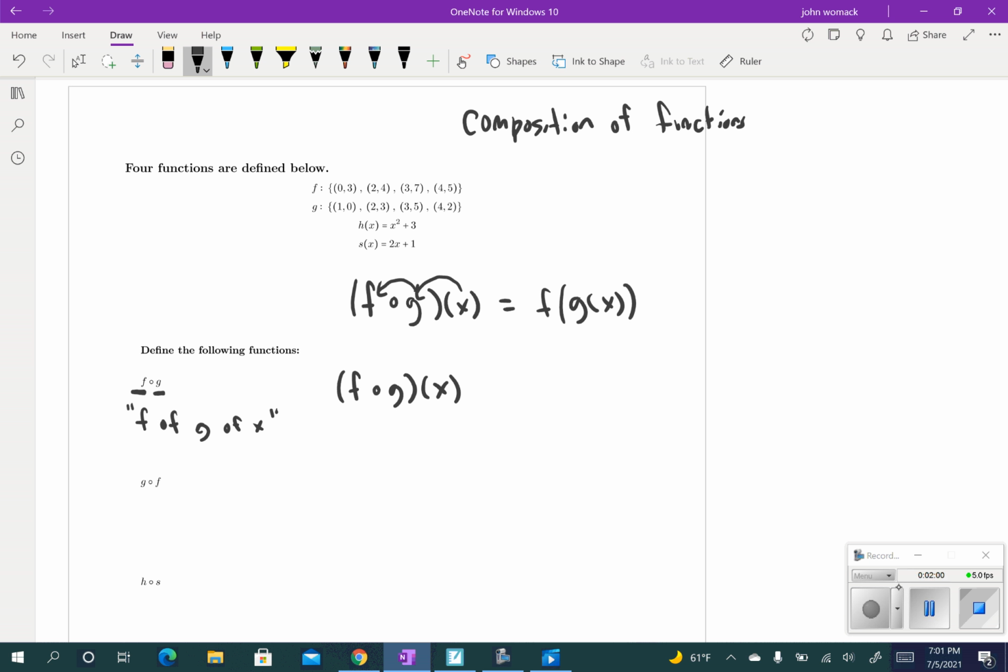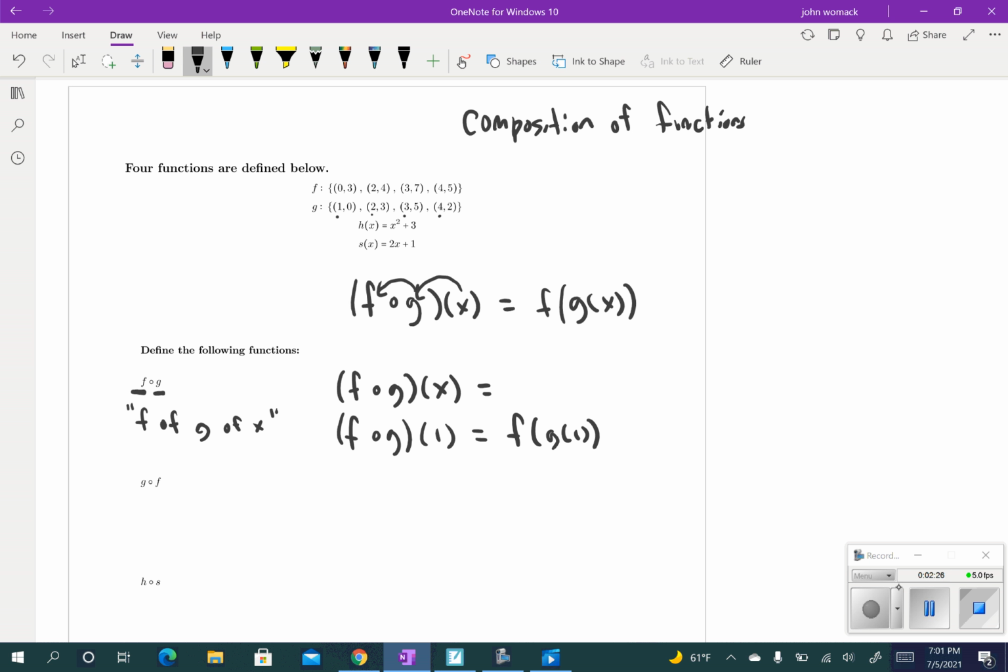So what I'm going to do is start with my set of points. I have to plug the number into g first. So I have to look for the input of g. I can plug 1 into g, 2 into g, 3 into g, and 4 into g. So let's just start with 1. So I'm going to go f of g of 1, which really means this, and I think it makes more sense when you write it this way. It means I put 1 into g first.